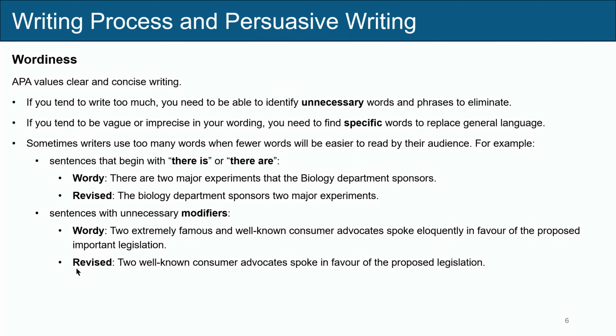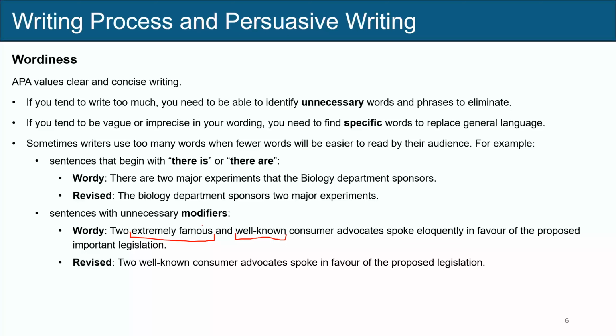We also have sentences that have way too many modifiers. And modifiers are any sort of adjectives or adverbs or descriptive pieces that really don't help the meaning at all and make it more complex and more wordy so people have a harder time following your thought process. So in the wordy example, we have: two extremely famous and well-known consumer advocates spoke eloquently in favor of the proposed important legislation. Well, to begin, if somebody is extremely famous, chances are they are also well known.